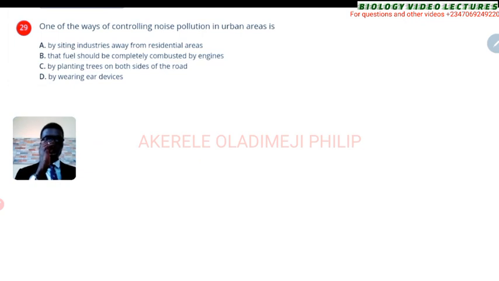One of the ways of controlling noise pollution in urban areas is by siting industry away from residential areas. That made sense. That fuel should be completely combusted by engines? Now we're talking about noise, so that's air pollution. By planting trees on both sides of the road, that's to control air pollution. By wearing ear devices, well, that's a way to prevent it or control it, but A makes more sense. One of the ways to not even start noise pollution in the first place is that all industries should be sited far away from where people are. That will help reduce it, so the noise should be made outside where people are living. All right.